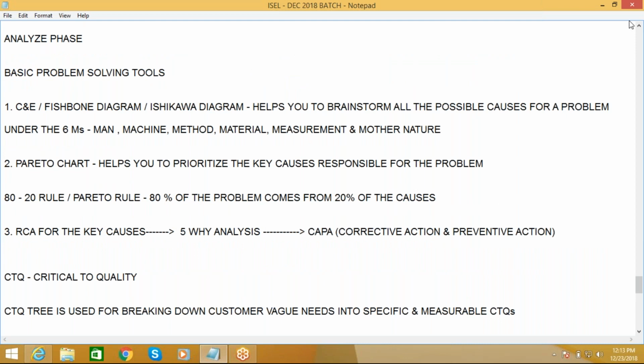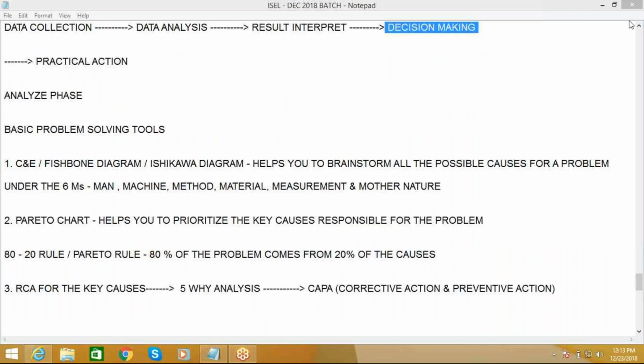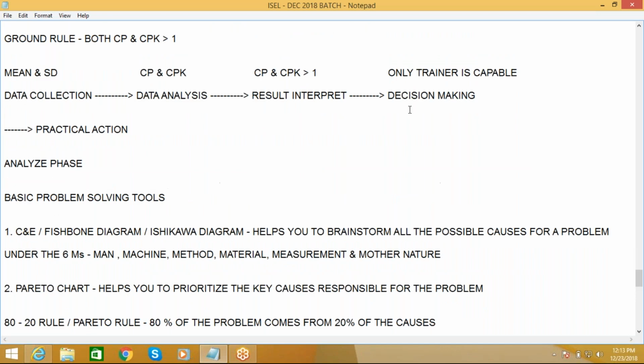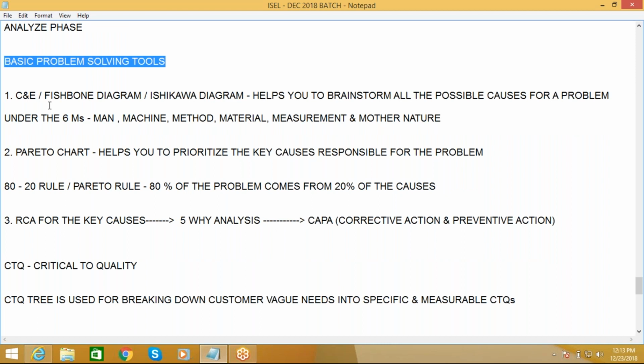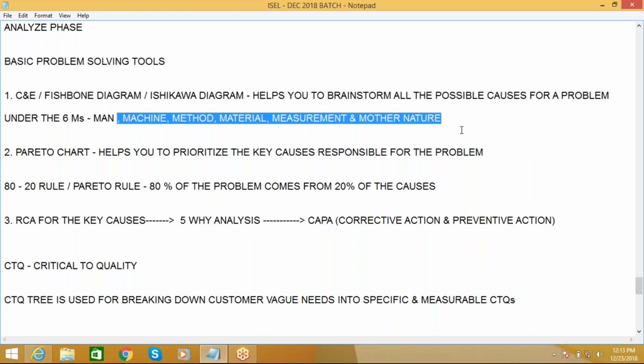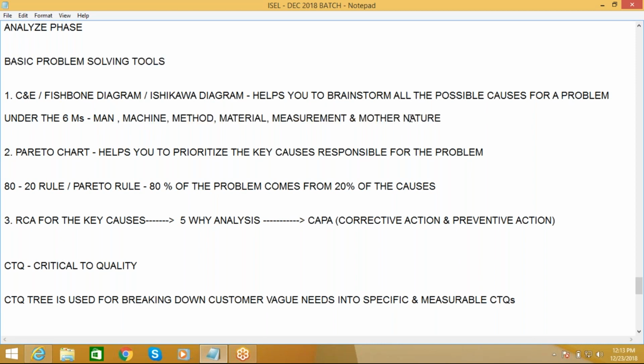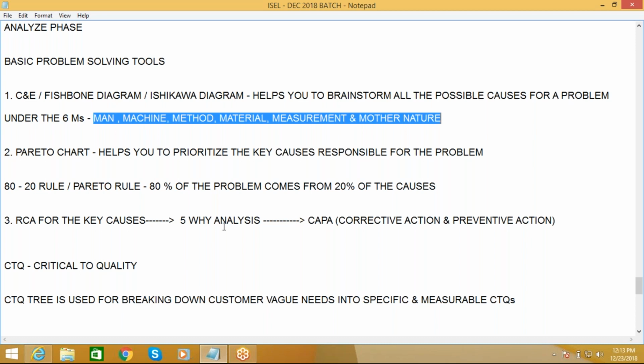Next, we went to some of the simple tools in the analyze phase. We started our analyze phase last week by looking at the basic problem solving tools. I did the cause and effect, or the fishbone, or the Ishikawa diagram, and we did an exercise. We know very well that the cause and effect diagram helps you to brainstorm all the possible causes for a problem under the 6 M's: man, machine, method, material, measurement, and mother nature.